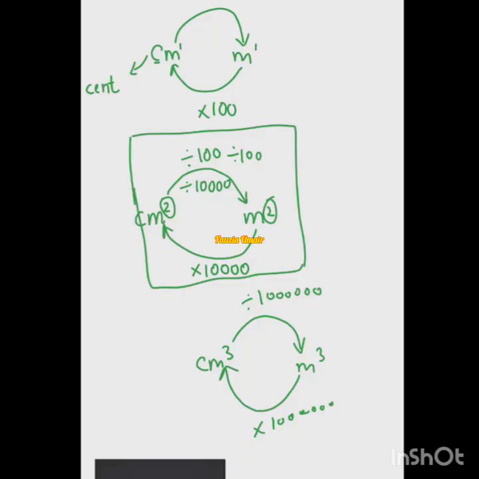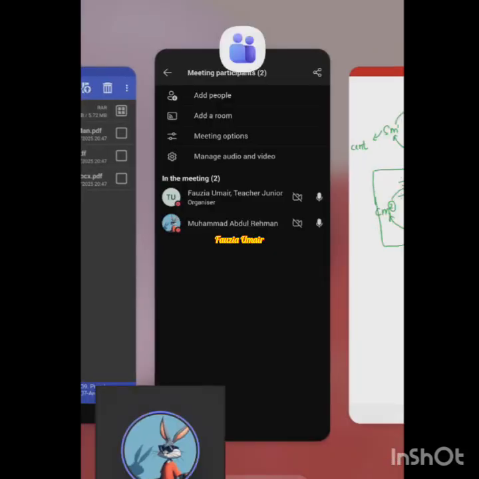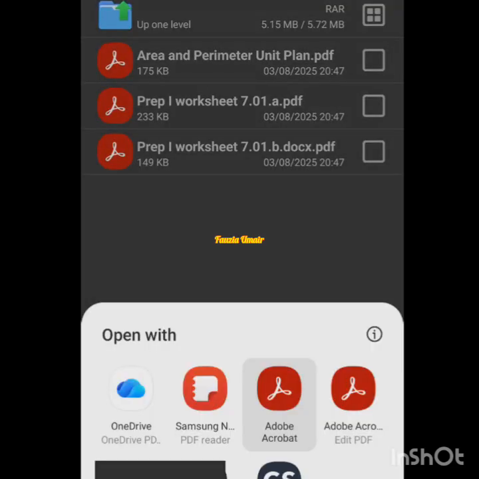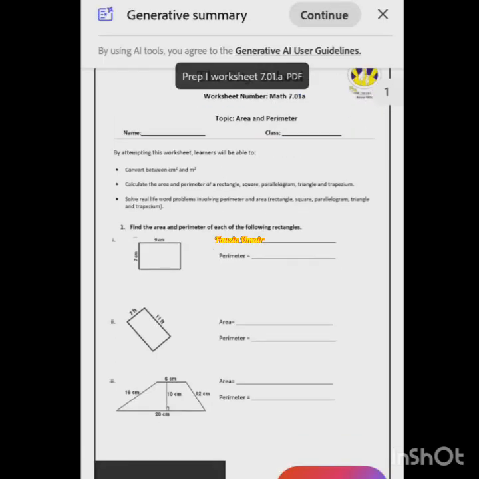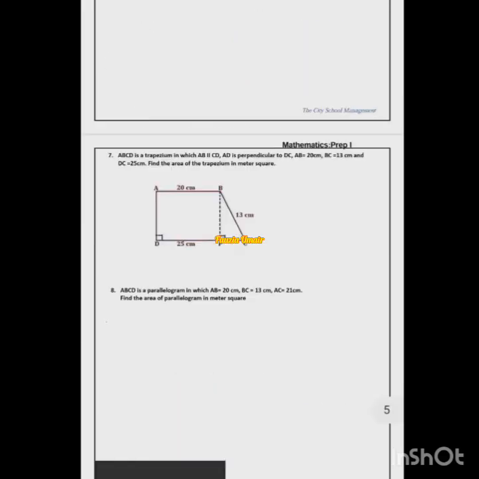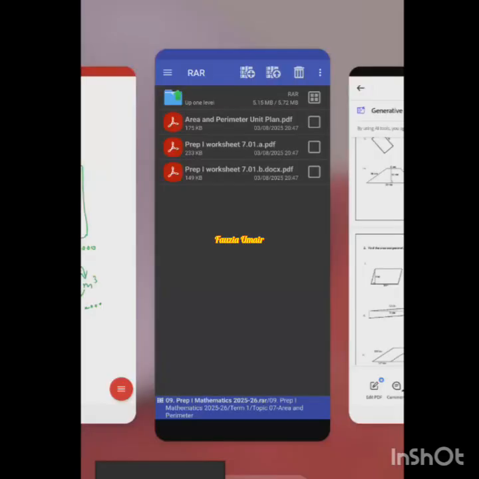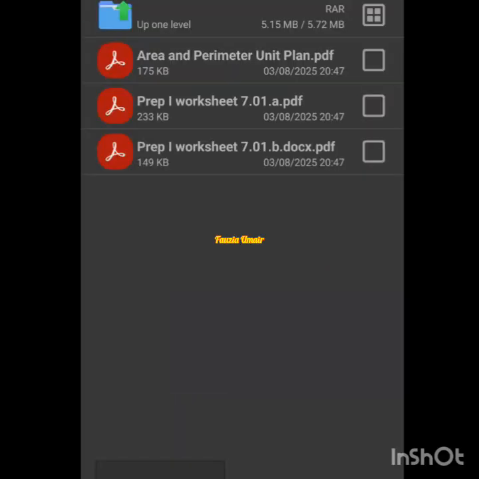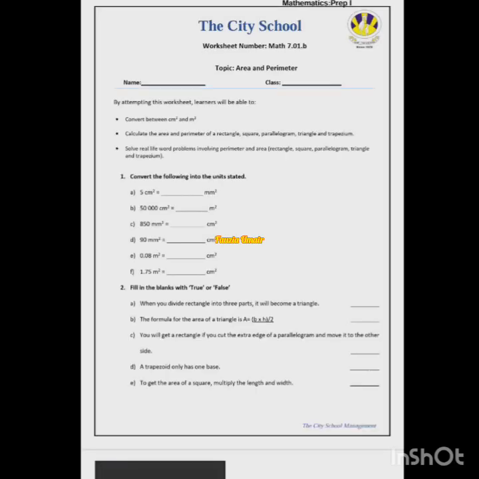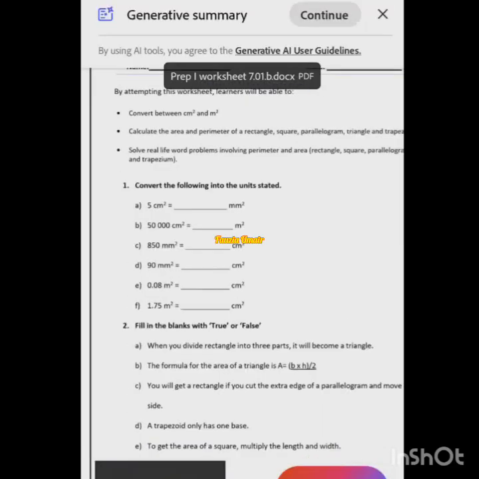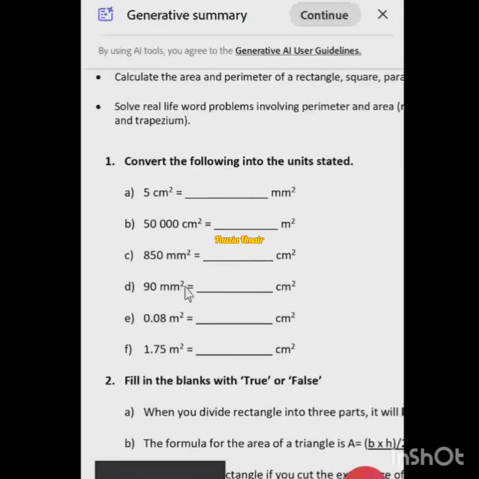So let's start with the worksheet question. Probably the first question would be conversion. There is no conversion in this. So let's see the second worksheet. Here there are more units also, not only centimeter, there is millimeter also. So we can discuss millimeter also here.